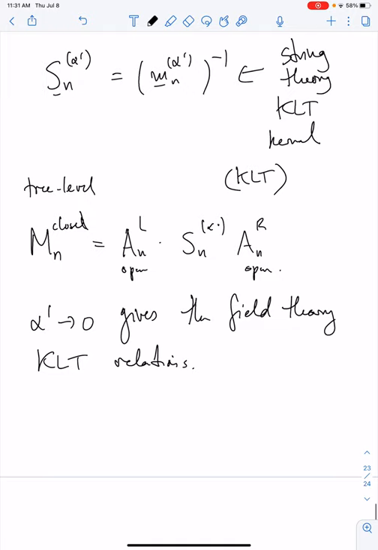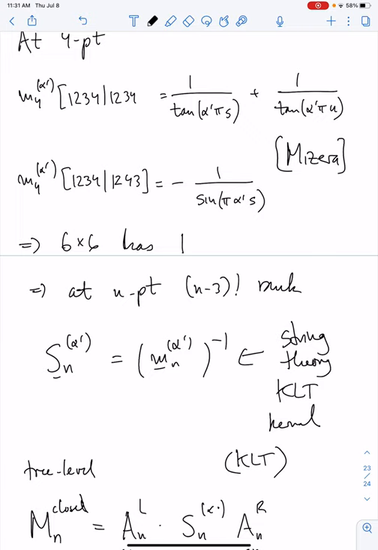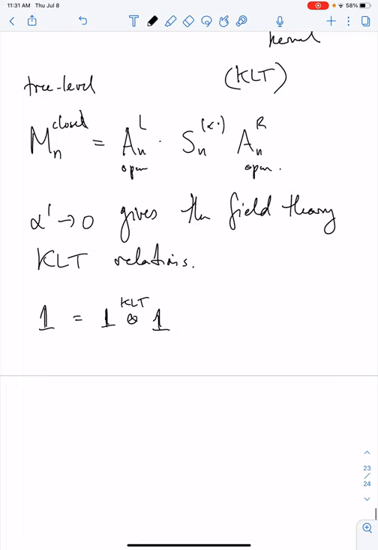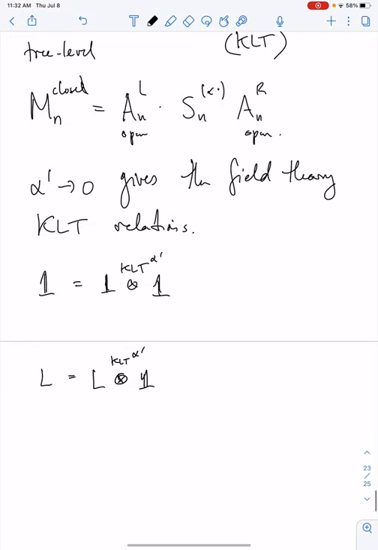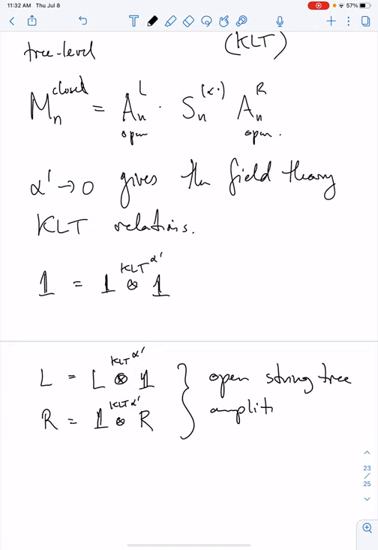Now, in this context, we can see that the identity of the kernel times the matrix equals the identity continues to hold, because it was equivalent to the statement of the matrix of M_n alpha prime amplitudes having rank (n minus 3) factorial. You can see this at 4 points for these ones by a simple trigonometric identity. But what is the meaning then of left being equal to left times the KLT alpha prime kernel times the matrix, and right being equal to the matrix times right? These relations are known as the open string monodromy relations. And they are generalizations of the KK and BCJ relations.